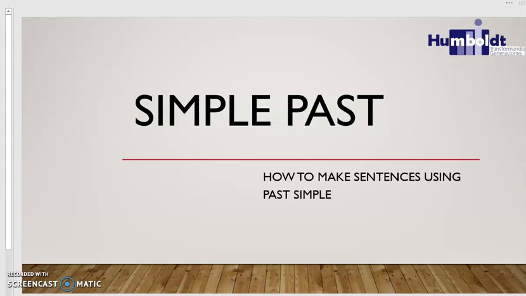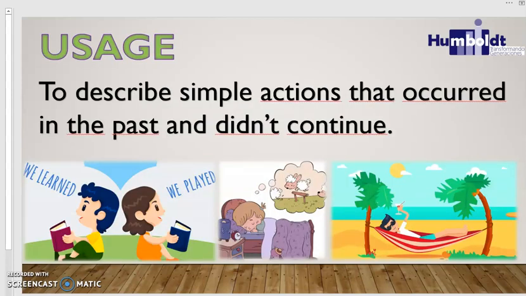Today we're going to review simple past, how to make sentences using simple past, all right? So let's get started. How to use the simple past. Remember that the usage is to describe simple actions that occurred in the past and didn't continue. So we use simple past not for speaking about emotions or feelings or adjectives.